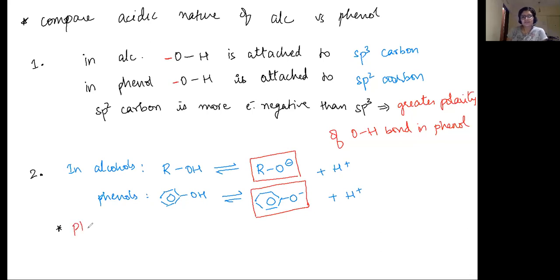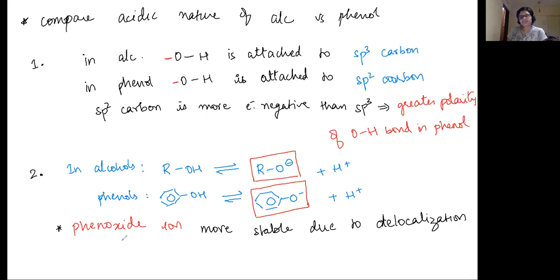So phenoxide ion is definitely more stable due to resonance, delocalization of electrons, you can say. In alkoxides, the electrons are localized only on oxygen. But in the case of phenoxide, they travel all over the benzene ring. So due to this delocalization, phenoxide ion is more stable.